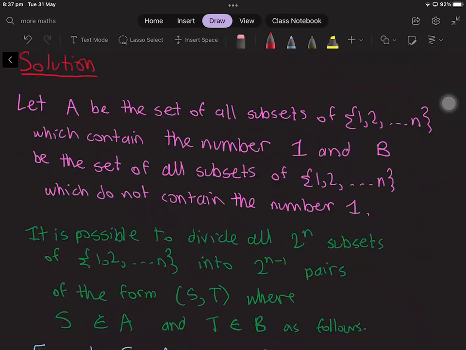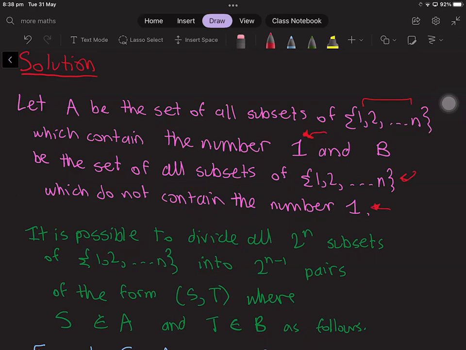I'll denote A as the set of all subsets of the numbers 1 to n which contain the number 1. So these are all the subsets which contain the number 1. And B will be the set of all the subsets of the numbers from 1 to n which don't contain the number 1.